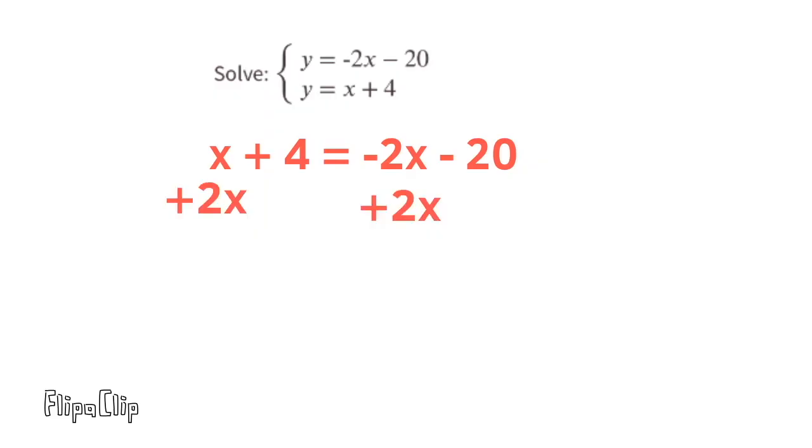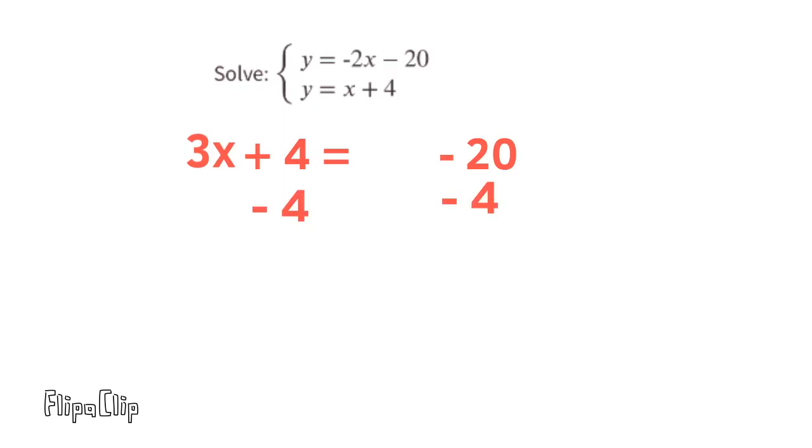That leaves us with 1x plus 2x on the left for a total of 3x, and on the right side of the equal sign, the x's are canceled out. Now the equation reads 3x plus 4 equals -20. Let's subtract 4 from both sides of the equal sign. 4 minus 4 cancels each other out, and negative 20 minus 4 equals negative 24. Now the equation reads 3x equals negative 24.